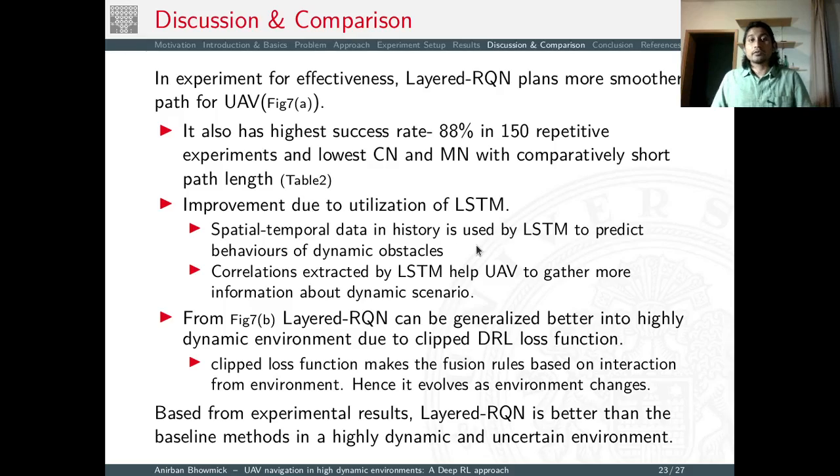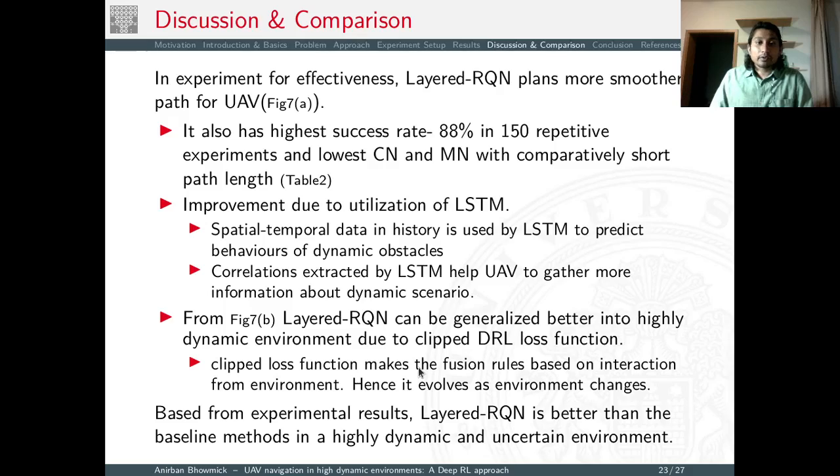All of these are due to the use of LSTM. The LSTM is used to process the spatial and temporal data, and all the correlations which are extracted from the LSTM help the UAV to gather more context about the environment.